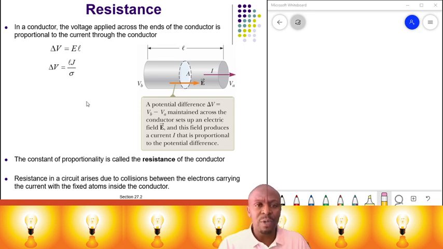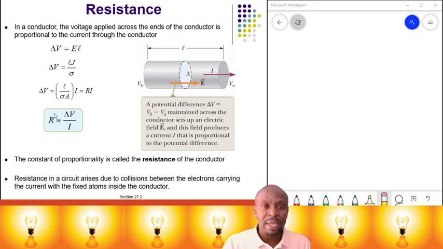Now, in that case, this is what you are going to have, as I've shown you. When you rearrange that equation, R is just given by the change in V divided by I. The constant of proportionality is what we call the resistance. Resistance in circuits arises due to collisions between the electrons carrying the current and the fixed atoms inside the conductors. The unit for resistance is denoted by this symbol, which we call the ohm, and 1 ohm is 1 volt per ampere.